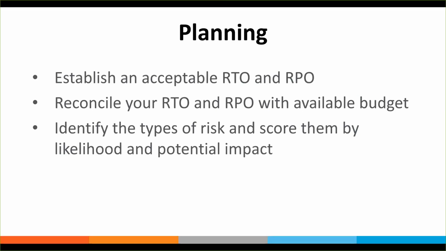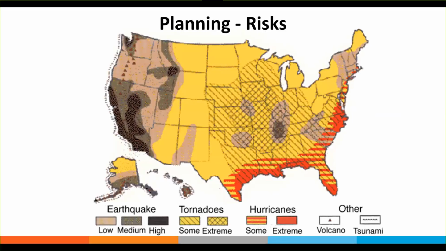So figure out the types of risk you face. Score them by their likelihood and how big an impact that will be. And then figure out how you're going to deal with it and prioritize them accordingly. And here's something that can help you. You're going to get this presentation, by the way.